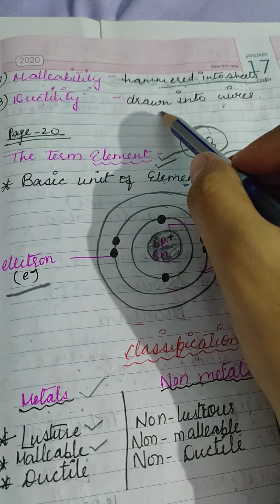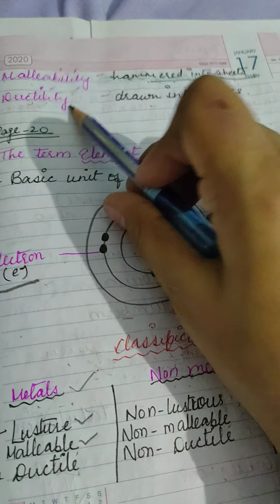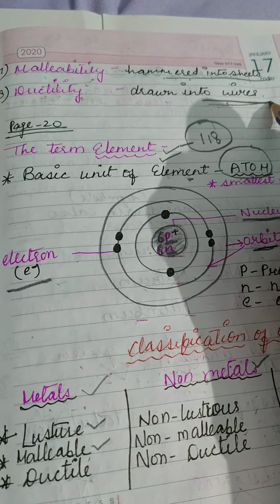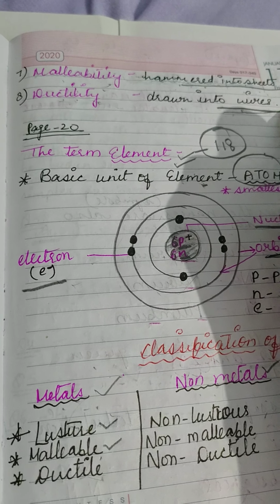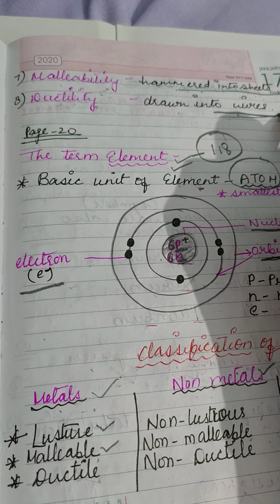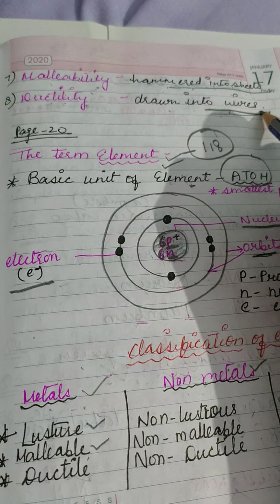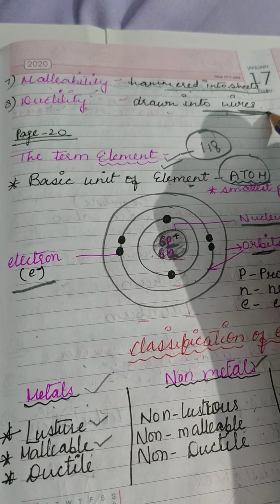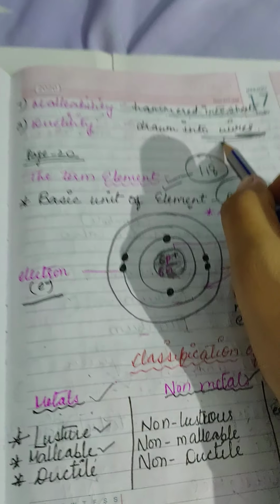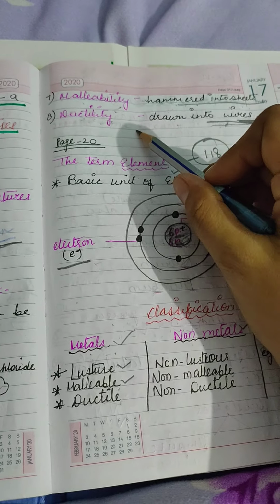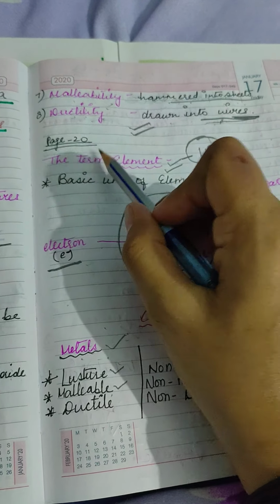Ductility means it could be drawn into wires. अगर किसी substance से हम उसको wires में convert कर सकते हैं, like copper wires. Copper वायर के फॉर्म में तो अर्थ से नहीं निकलता है, right? So copper is drawn into wires, right? That property is called ductility of that particular substance. Okay, this page is done. Next is page number 20.